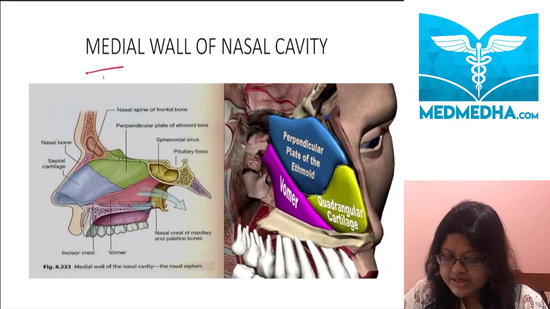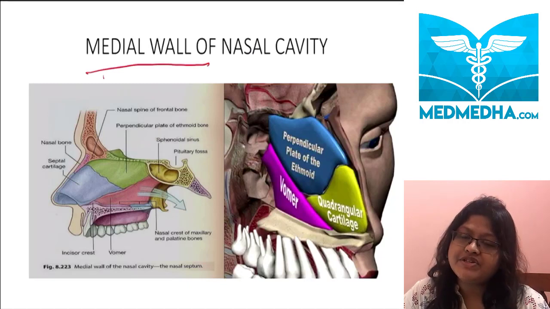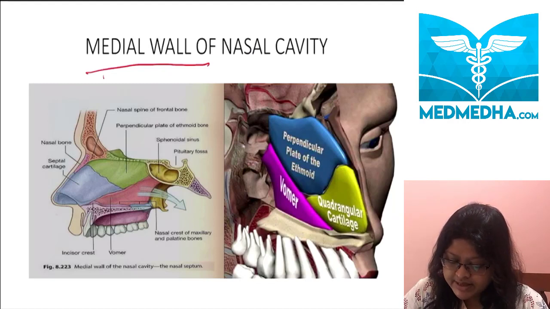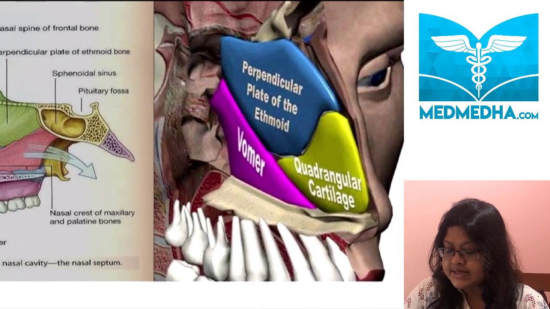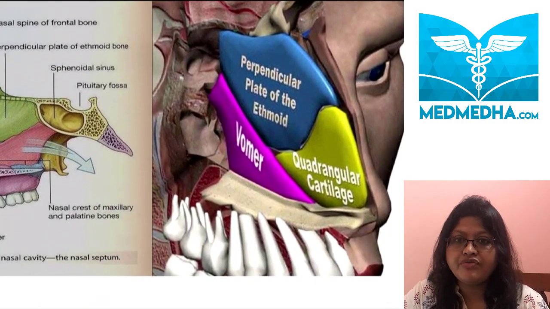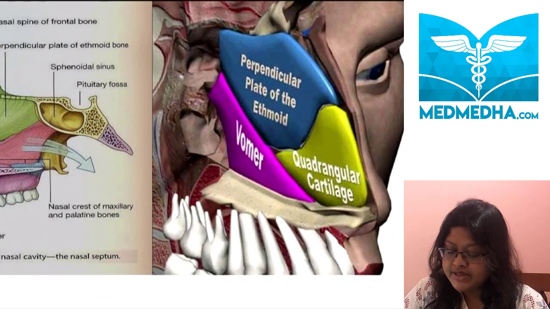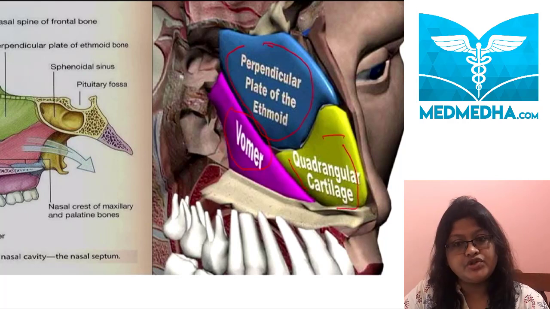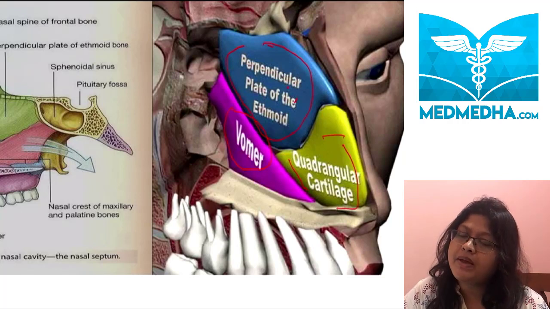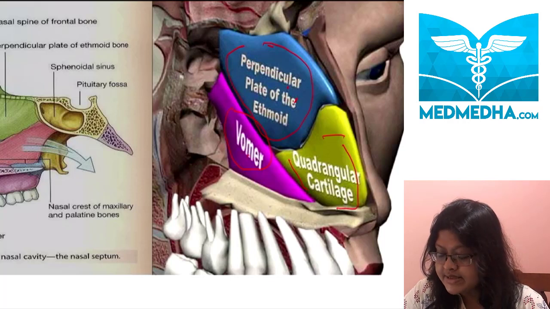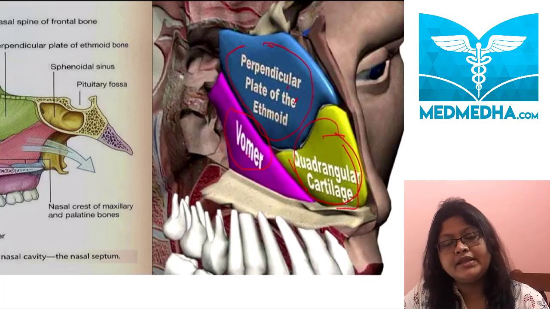Now we come to the medial wall of the nasal cavity, which is otherwise known as the nasal septum. If you see the nasal septum over here, this is a very nice diagram, a 3D representation of the nasal septum. Now, this nasal septum is formed of two main bones and one big cartilage. So these two bones are the principal bones which are forming the nasal septum, and this is the principal cartilage which is forming the nasal septum.